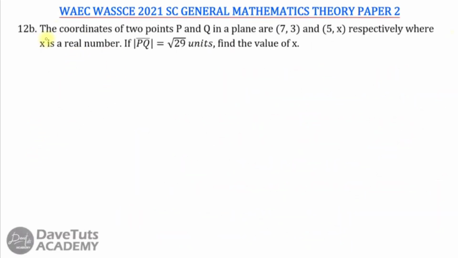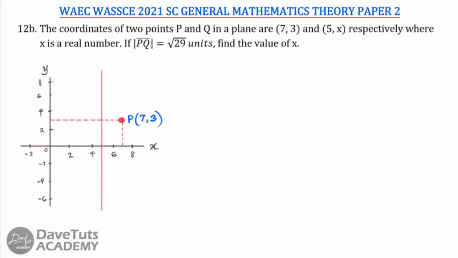In this question of coordinate geometry, we are told that the coordinates of two points P and Q in a plane are 7,3 and 5,x respectively. So P is 7,3 and Q is 5,x, and x is given as a real number. Now, if the magnitude of the line PQ is root 29 units, we have to find the value of x.